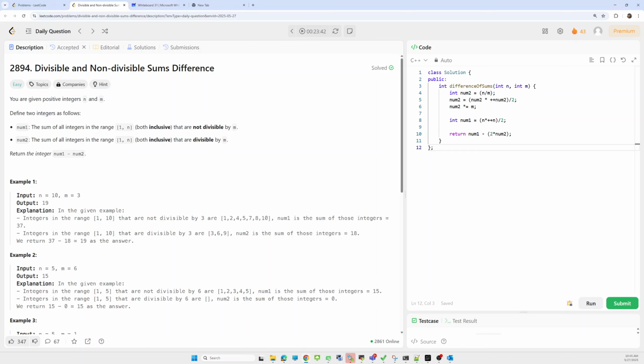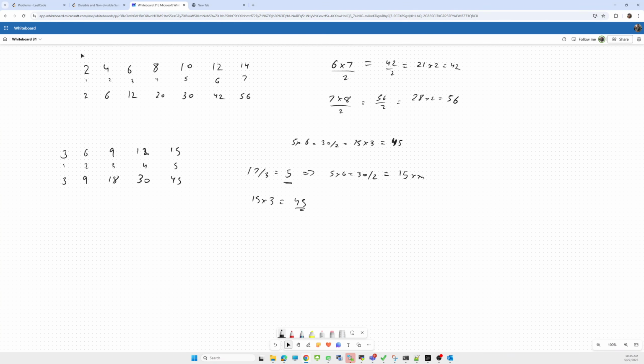But we have to think in a more optimal way, so we have to apply mathematics. We have to look at what the pattern will be here. Let's look at one example. To calculate the sum of all elements in the range 1 to n, the arithmetic progression formula is n times n plus 1 by 2. This is the formula for calculating the sum of all elements in the range 1 to n.